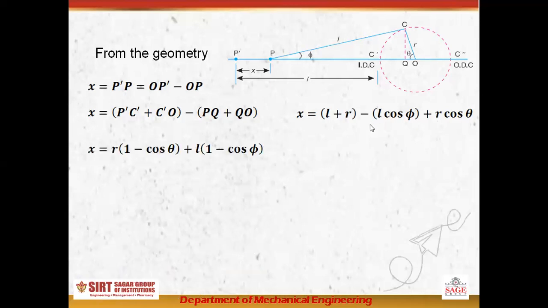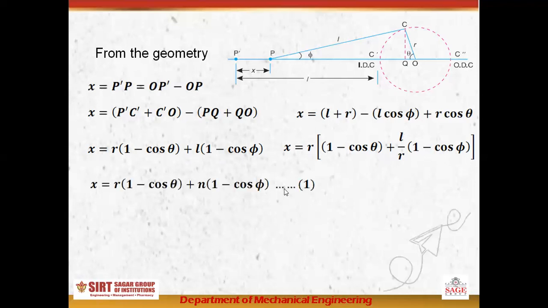And separating the terms, taking R common, we have the value of R into 1 minus cos theta, plus L into 1 minus cos phi. We can also write it like this: x is equal to R into 1 minus cos theta, plus L upon R into 1 minus cos phi. Now, R times 1 minus cos theta plus n times 1 minus cos phi.